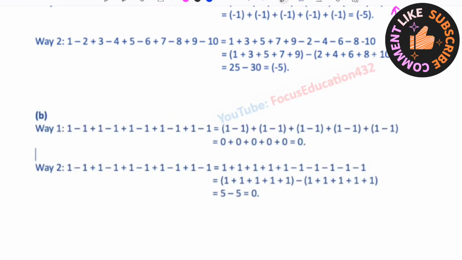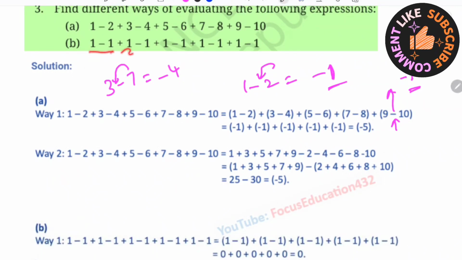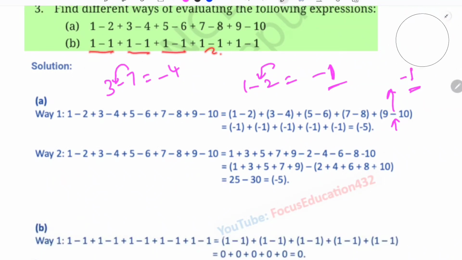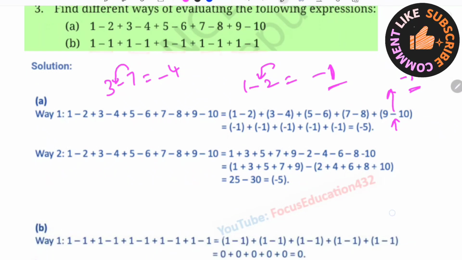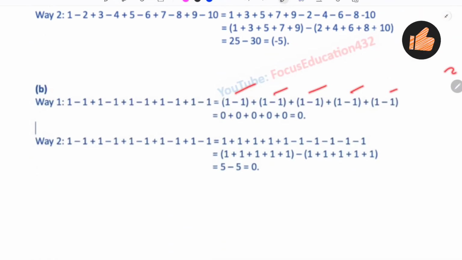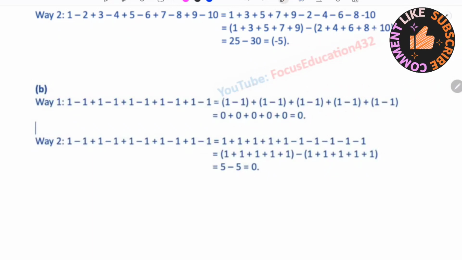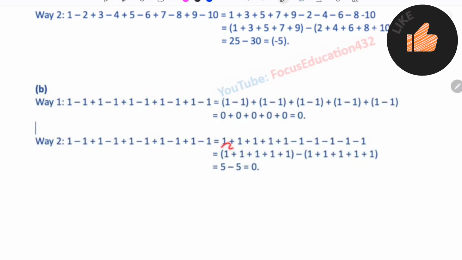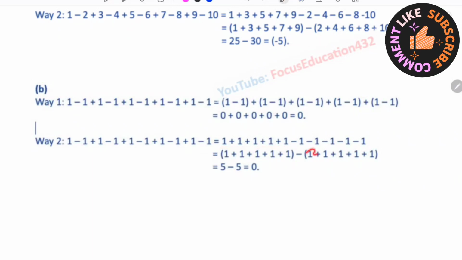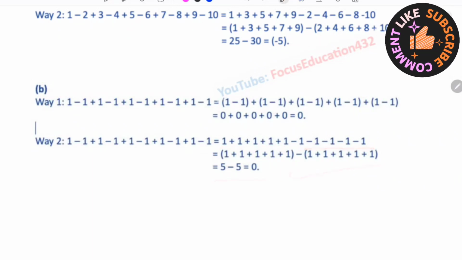And the first one here is for the second, B. B is what? 1 minus 1 is 0, 1 minus 1 is 0, 1 minus 1 is 0, 1 minus 1 is 0, 1 minus 1 is 0. Yes, very easy. First 1 minus 1, 1 minus 1, all zeros. If you add 5 zeros or 100 zeros, you will get 0 only. Then like the previous case, first do the addition of all positive numbers, then subtraction of all negative numbers. So plus 5 minus 5 becomes 0.